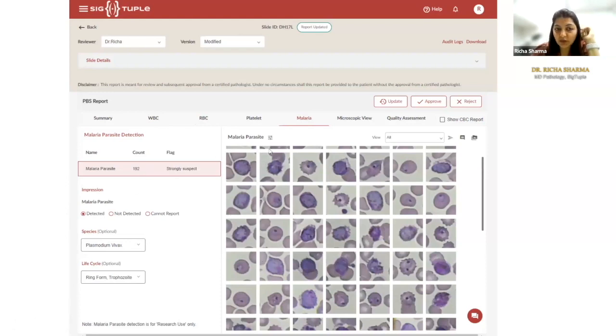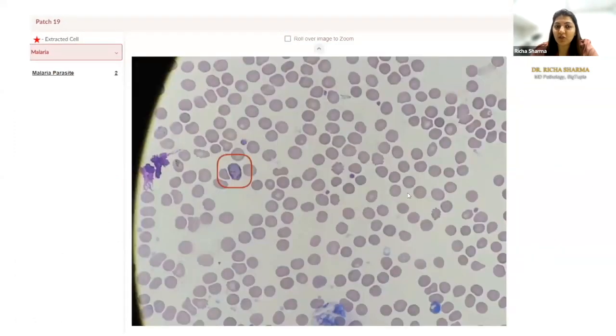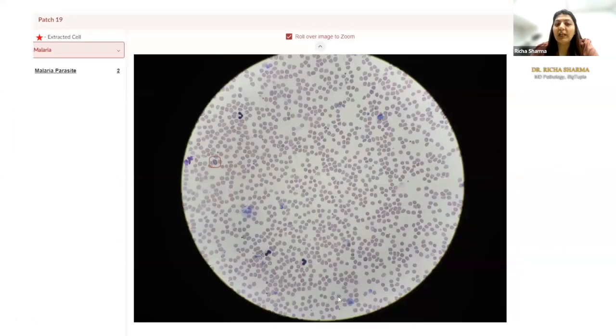So all these boxes with parasite-infected RBCs are called patches. I'll show you a closer view. This is the strong suspect, the patches. If I click on one of these patches, it takes me to the FOV view. While it picked that one slide and said, oh, this is a parasite, it is now taking you to that entire patch where you can see that yes, it has taken this parasite from. So there's a comparison that you can make.